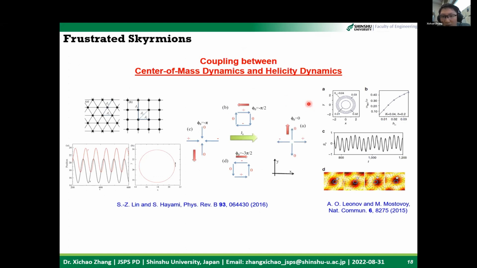Here, I want to emphasize that the field-induced and the current-induced dynamics of frustrated skyrmions have also been studied in some theoretical papers. And an important dynamic feature of the frustrated skyrmions is the coupling between the center of mass dynamics and its helicity dynamics.